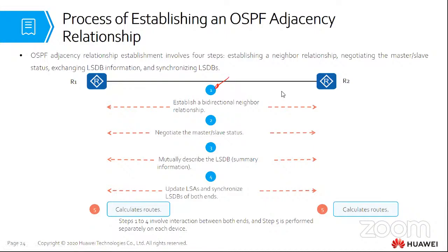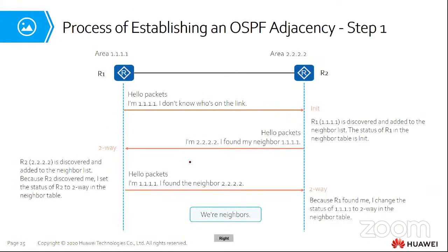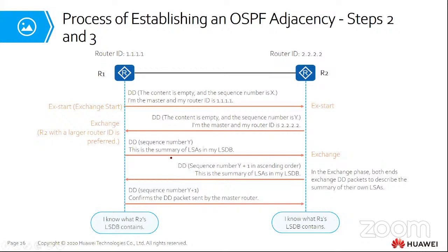In step number 2, we are going to negotiate who is the master and who is the slave. This happens in the exstart and exchange stage. So after forming a neighbor relationship in the two-way stage, you go to exstart.